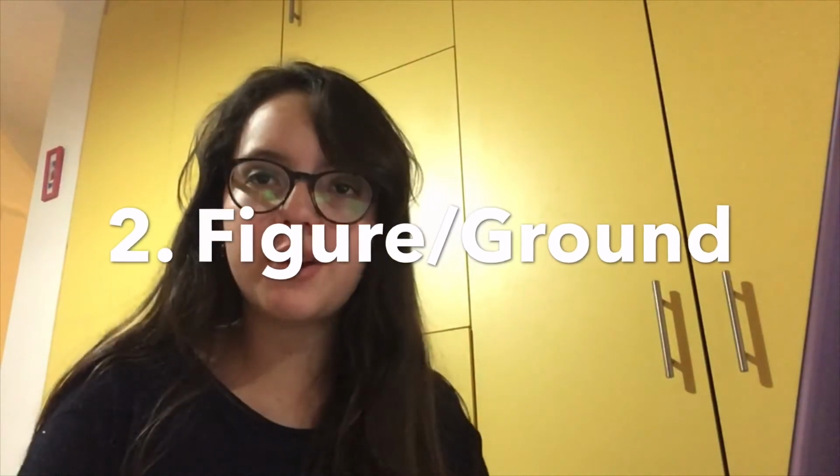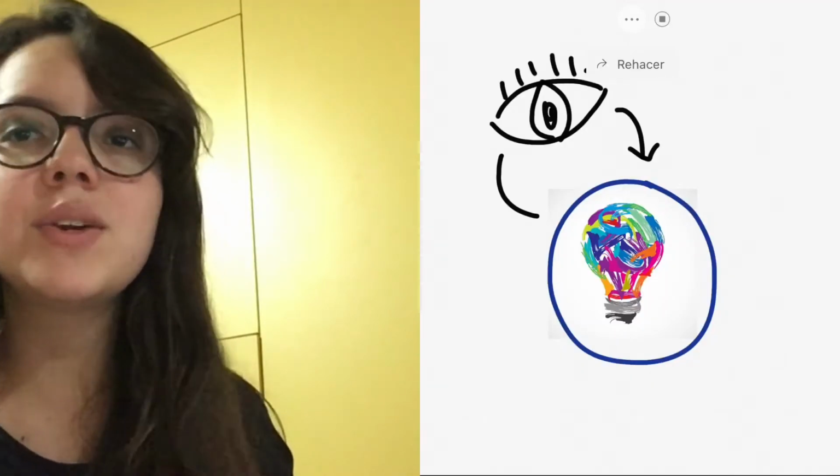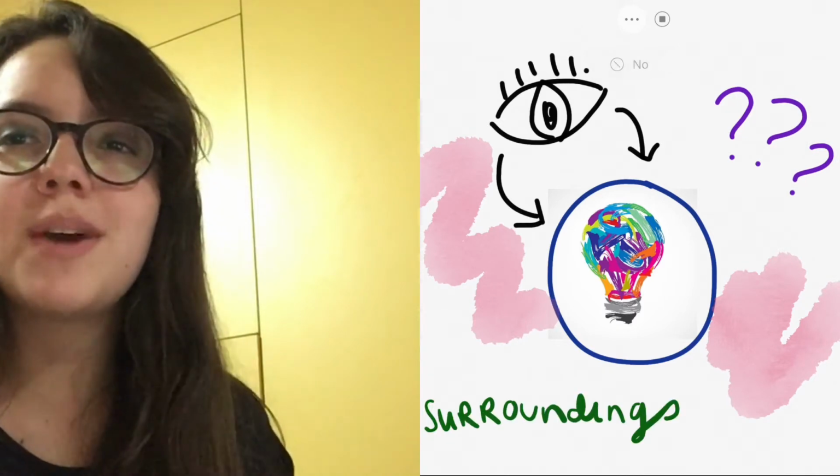The second principle I'm going to talk about is figure and ground. It describes our capacity to perceive the relationship between form and its surrounding space. In other words, our sense of wholeness or unity depends on how we perceive the relationship between an object and the space in which it is contained. By strategically playing with this relationship, a designer can create interest, memorability, or meaning in a logo.